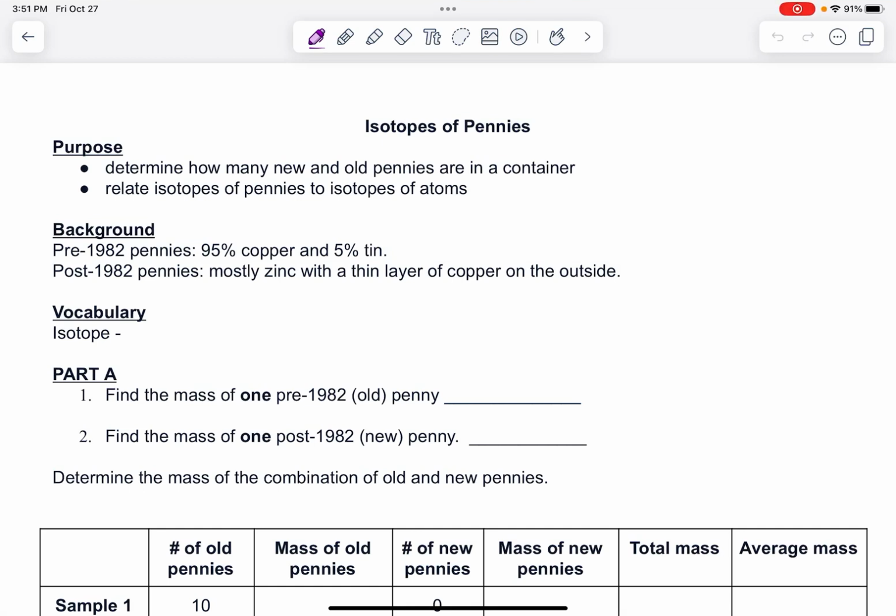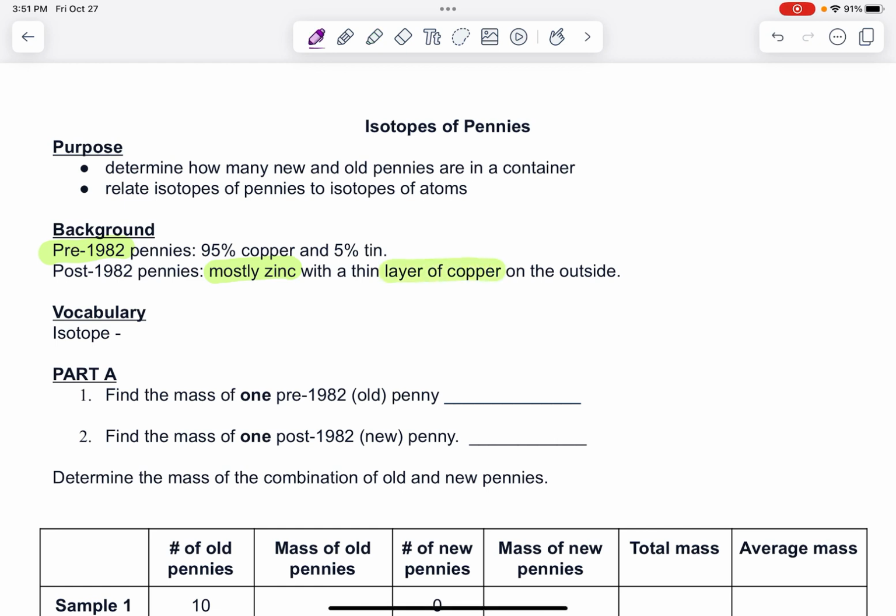What I want to do is talk about our Isotopes of Pennies lab. First of all, a couple things to note about pennies: before 1982, they were mostly made of copper. After 1982, or actually sometime during 1982, they changed to mostly zinc with just a thin layer of copper on the outside.